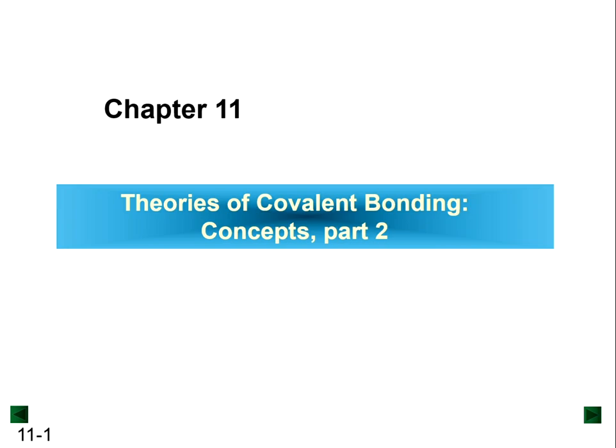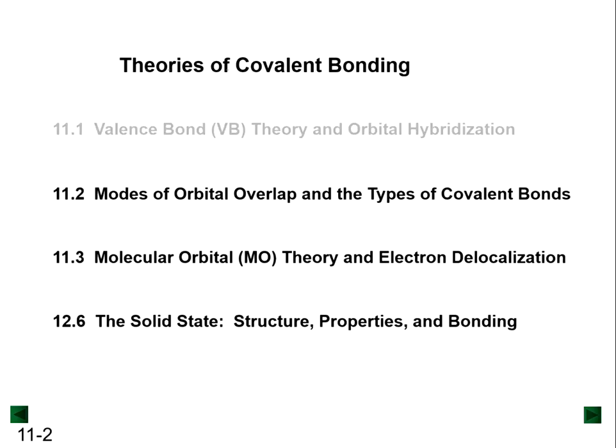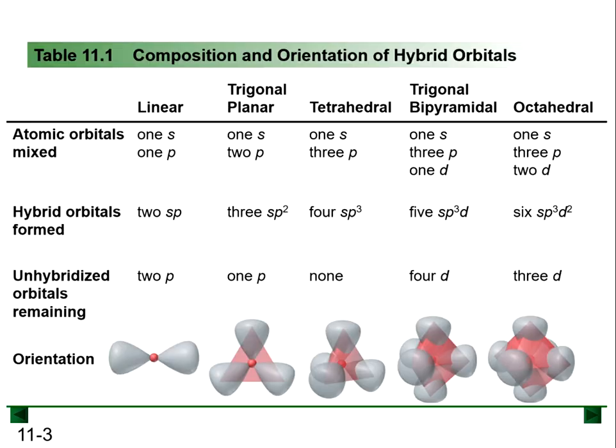In this video, we continue our discussion on covalent bonding and more advanced concepts. We're going to look at modes of orbital overlap and the types of covalent bonds, specifically looking at sigma and pi bonds, like we discussed in the previous video.